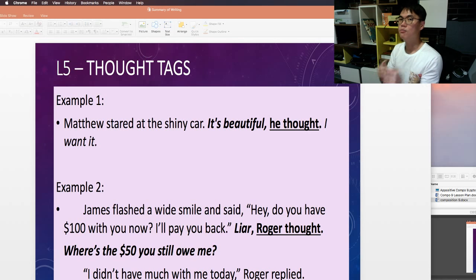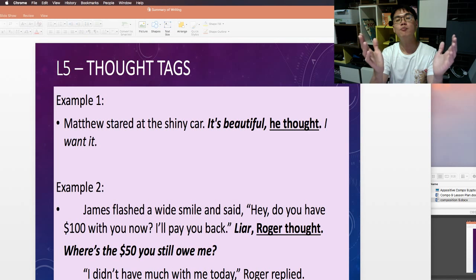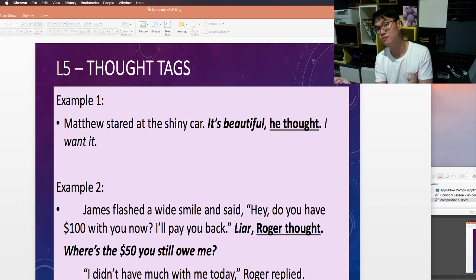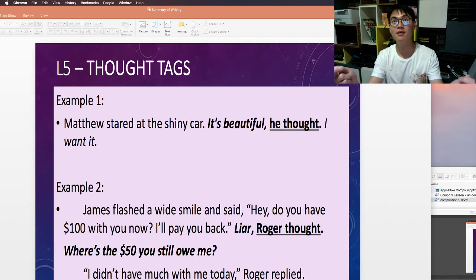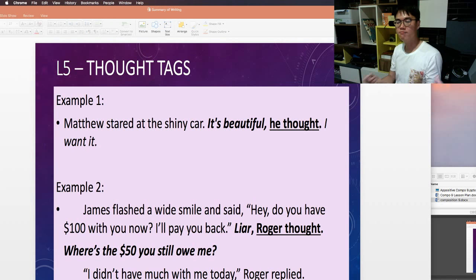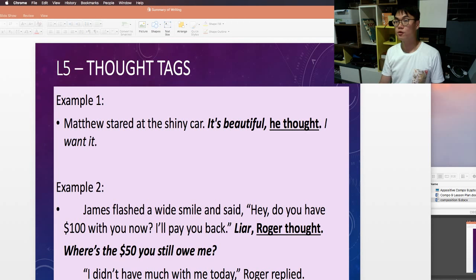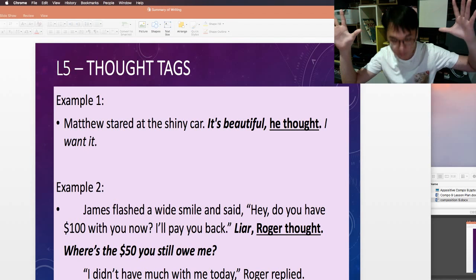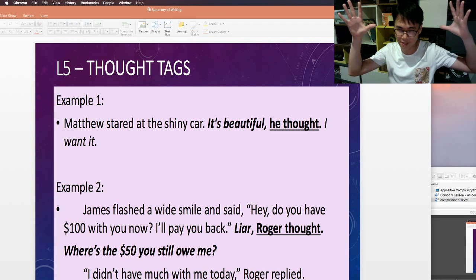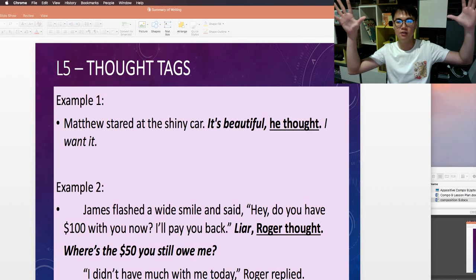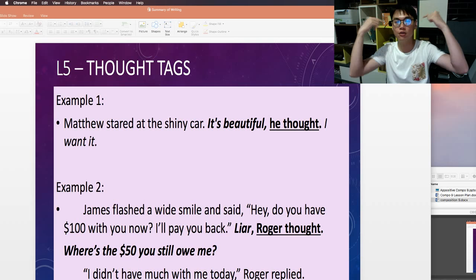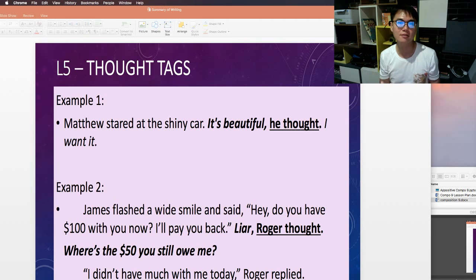All right? So Mr. Pang stared at the bicycle in the window. Wow, it's so beautiful, he thought. I want to buy it someday. So that's another example of a thought tag. It's very simple, and it makes the thoughts of your character visible to the reader. So this is one way to open up the mind of your character. Sorry if that sounds kind of gross, but open up the mind of your character so that your readers can see into their thoughts and understand what's going through their minds. So that's the power of a thought tag.